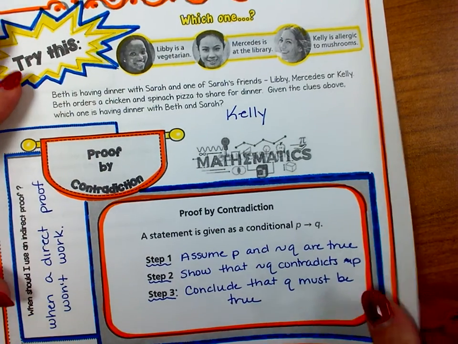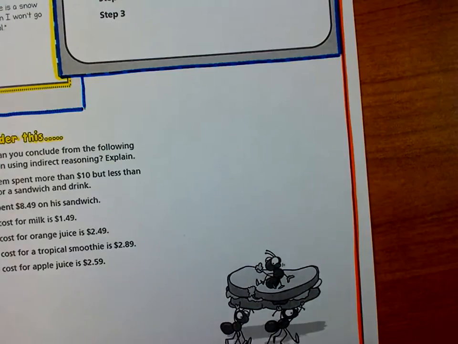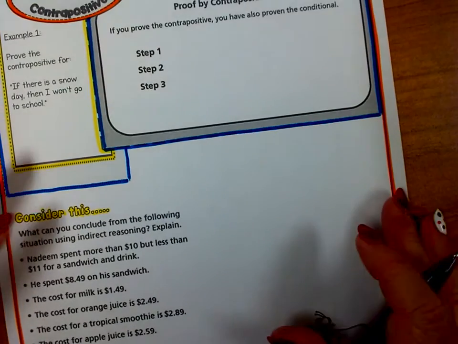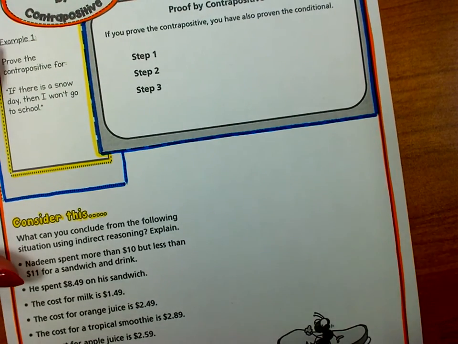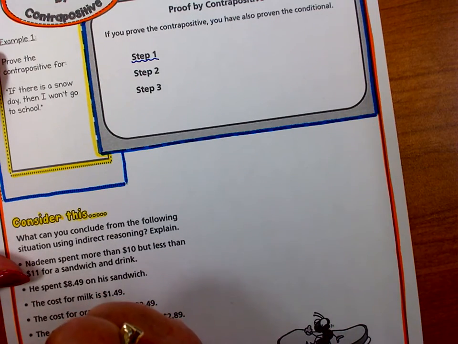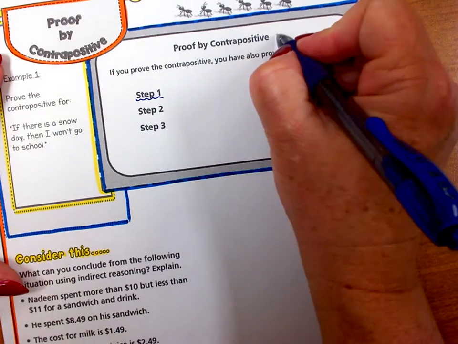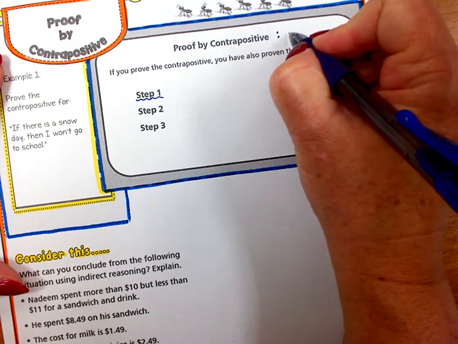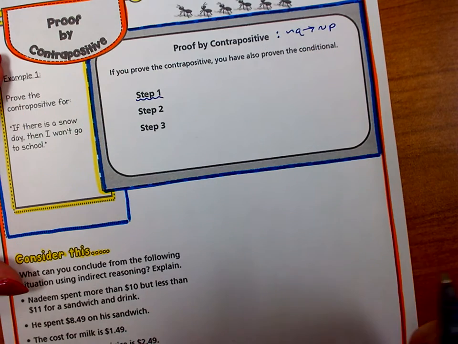All right, let's look at another method of indirect proof. Another method of indirect proof is proof by contrapositive. And it also has 3 steps. If you prove the contrapositive, you have also proven the conditional. Remember, contrapositive is if not Q, then not P.